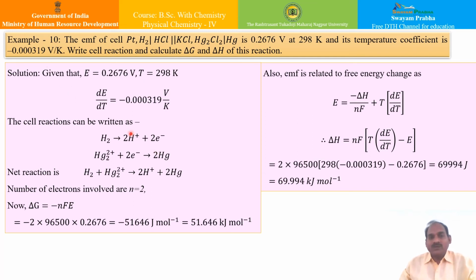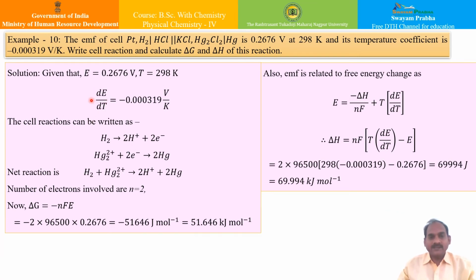Now what do we need to write down? We need to write down the cell reaction and calculate delta G and delta H of this reaction. Okay. So for this, what is being given? It is given that E is equal to 0.2676 volt at T is equal to 298 K.